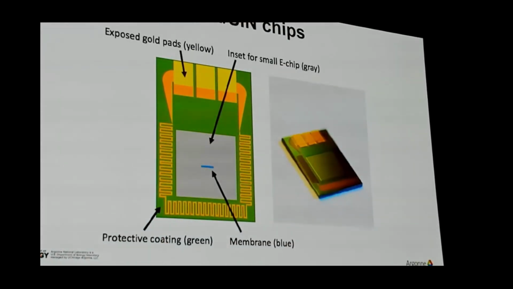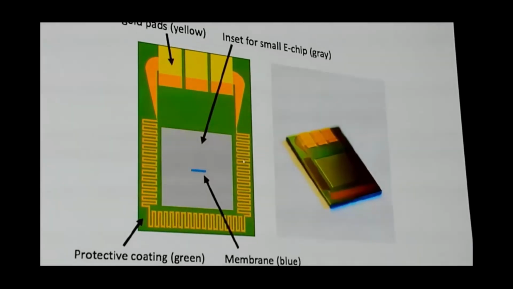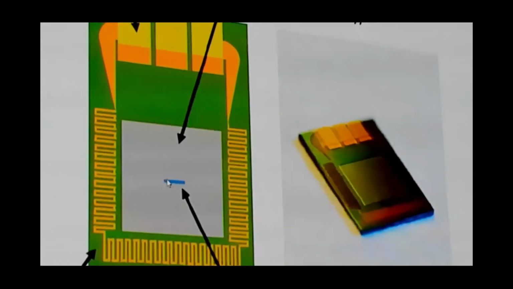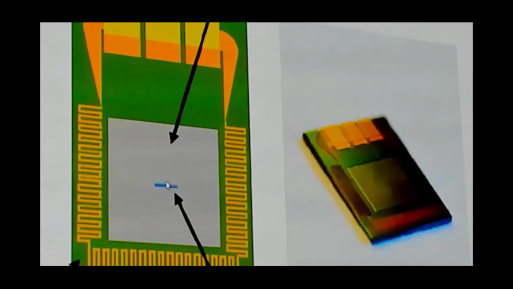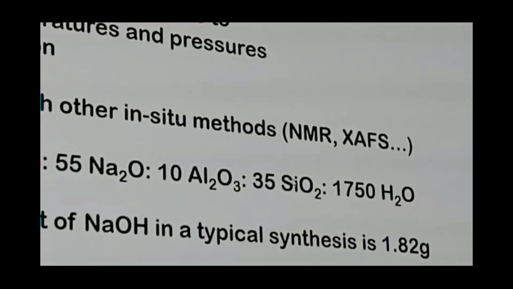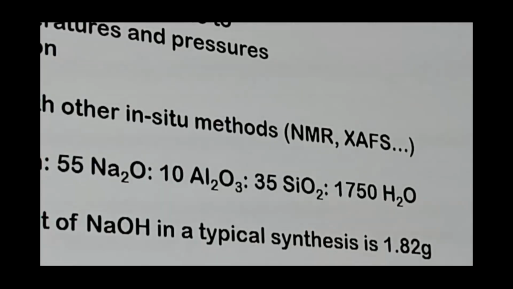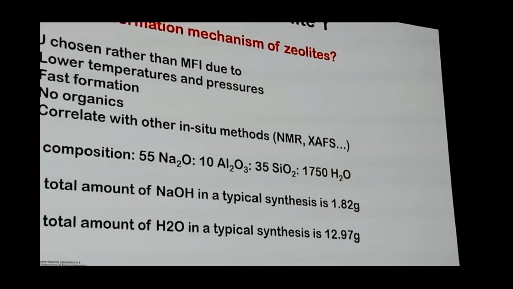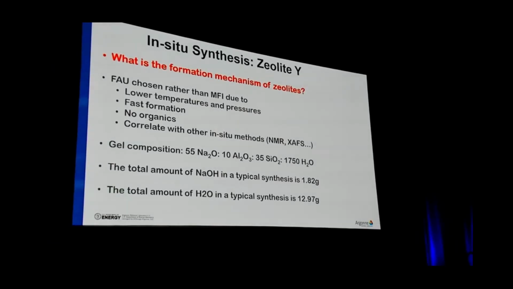The heating is done through these chips, through the gold pads throughout. And what we're imaging is this very slit, the dark blue slit there in the middle. That's where we image from. So what we decided to look at was zeolite Y because it has a lower temperature formation, lower pressure formation, a fast formation, no organics, and we could correlate it with other methods as well that we were looking at.